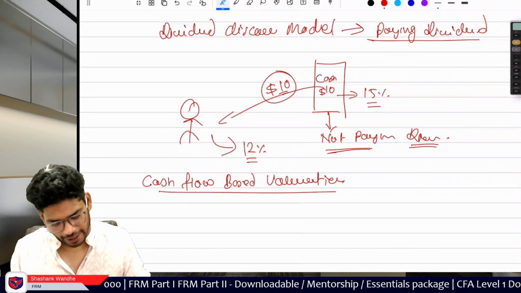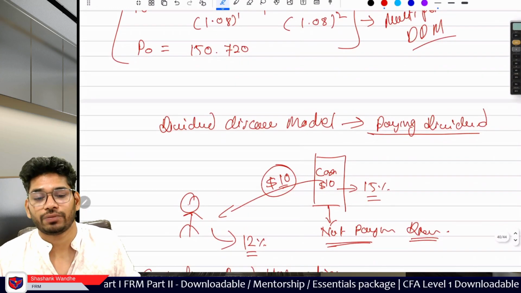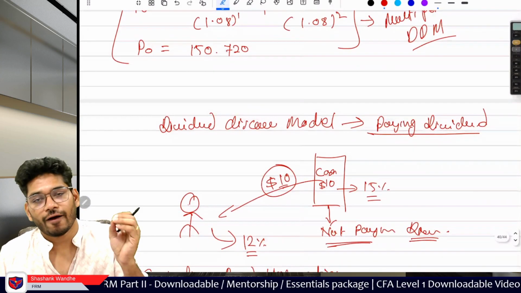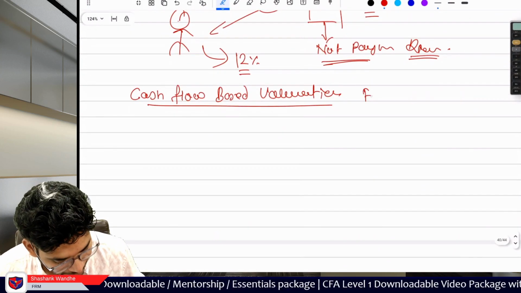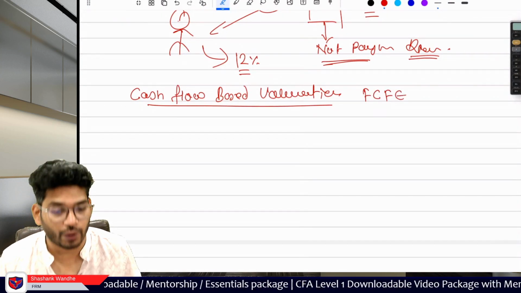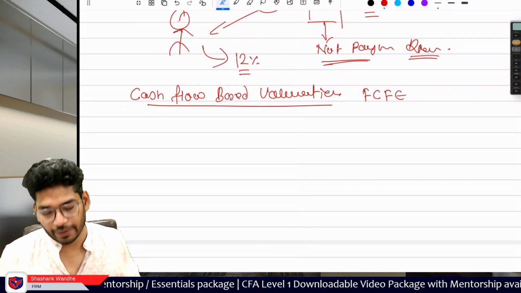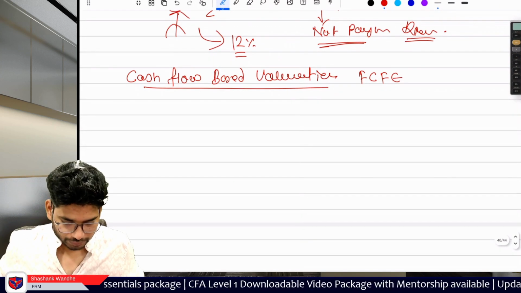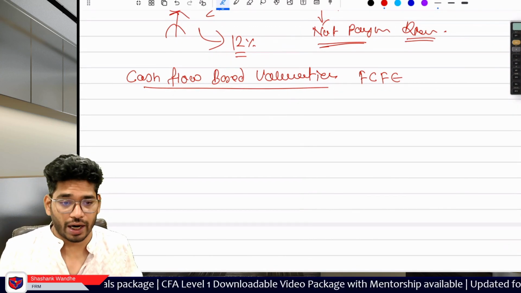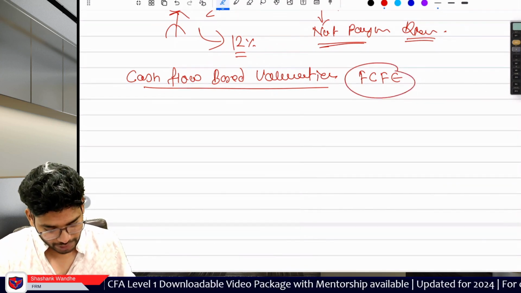Everything is the same as this, except instead of dividend, we will use cash. And this cash is free cash flow for equity. This is FCFE, free cash flow for equity. Now, here I'll assume you are done with the cash flow chapter from FSA.